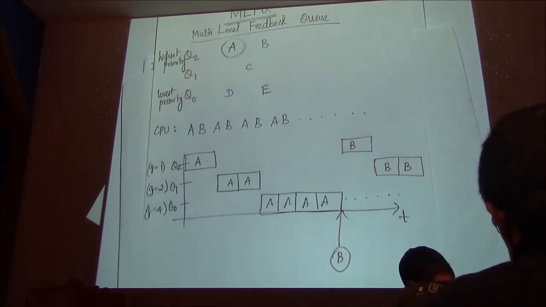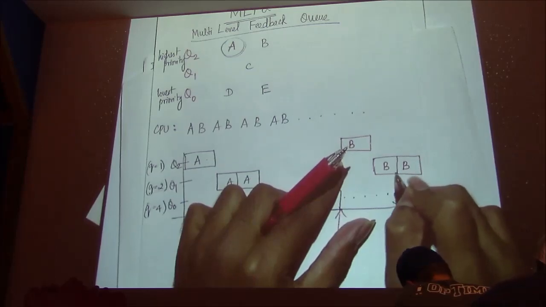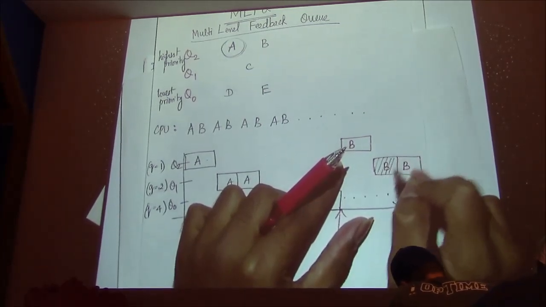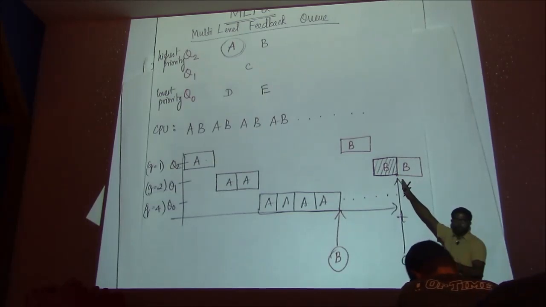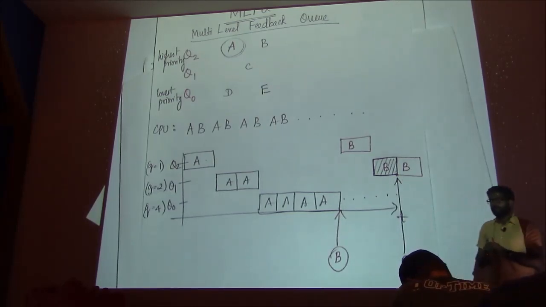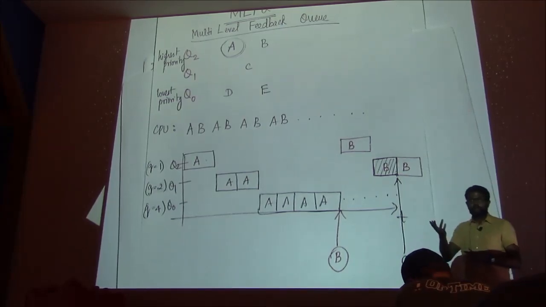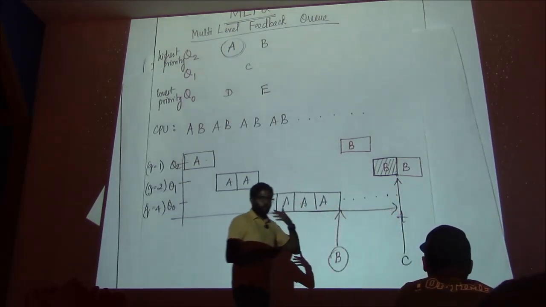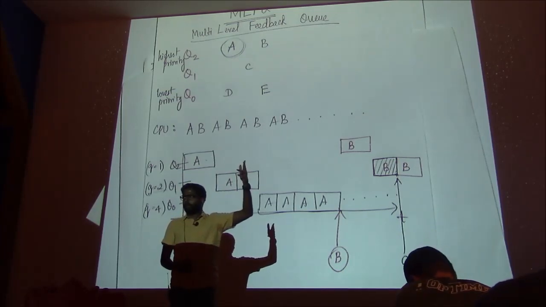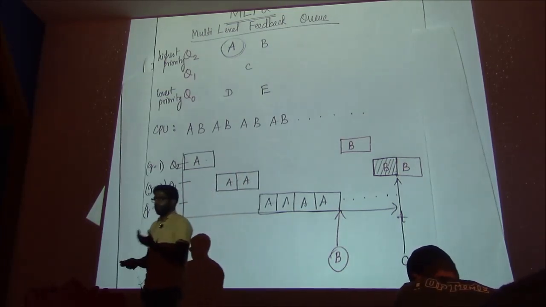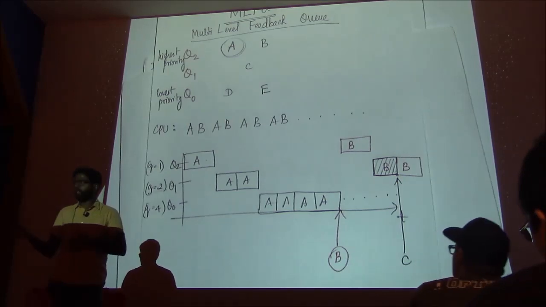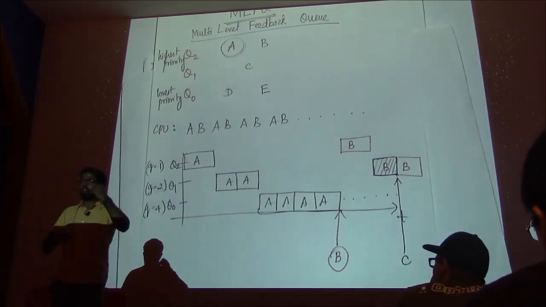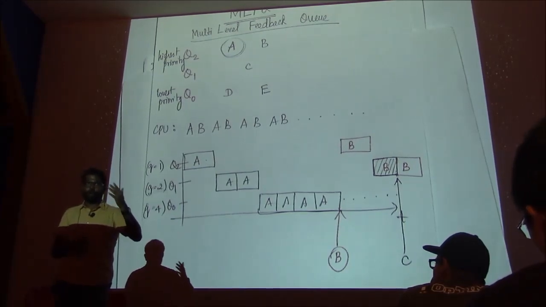Now, one more scenario. What happens if a job C just came at this time? Let's assume B has completed its first time quantum in level 2, and C just arrived before B has completed its entire time quantum in level 2. One of the rules we are going to see is that whenever a job enters the system, we give it the highest priority. The intuition behind that is, since the scheduler really does not know if it is going to be a short-running job or a long-running job, the scheduler just assumes all the jobs to be short-running jobs.